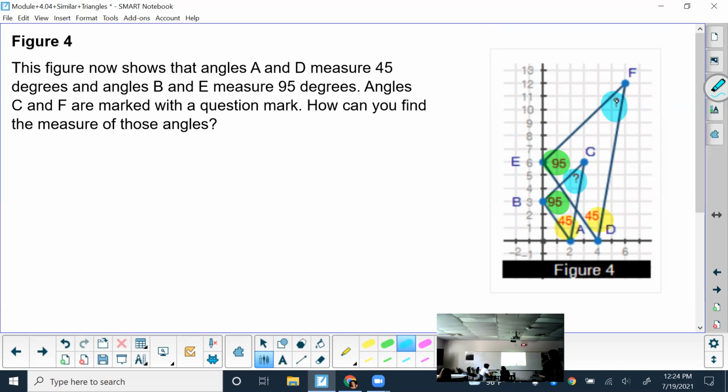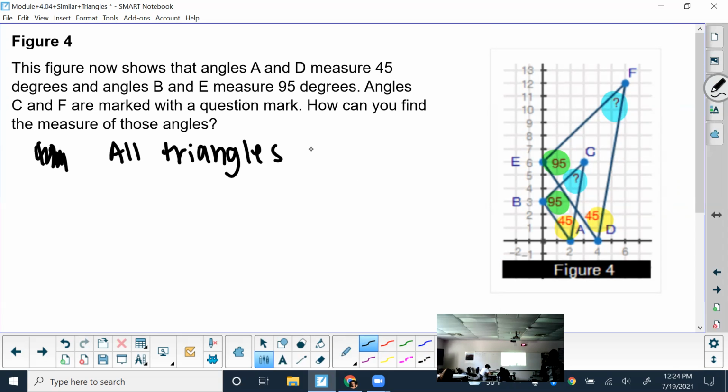All right, why am I able to figure that out? One of the theorems or postulates that we learned. We learned previously that all triangles, their angles add up to 180 degrees.